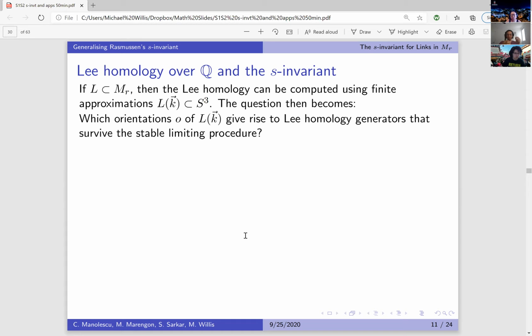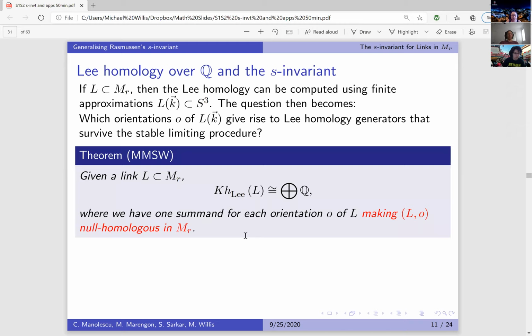And the answer is, if you have a link in a bunch of S1 cross S2s, the Lee homology over the rationals is again a direct sum of Q's, with one summand for each orientation of the link that would make the link null homologous in the S1 cross S2s. This is a reasonable generalization of the 3-sphere version, given that all oriented links are null homologous in the 3-sphere, with any orientation. But in the S1 cross S2s, you really need this condition.